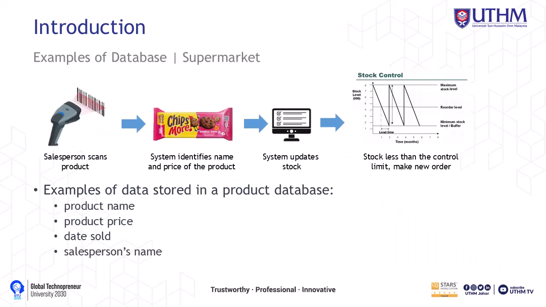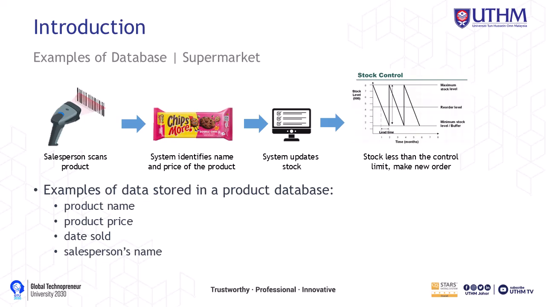Let us look at several examples of database applications that we often use in our daily lives. The first example is at the supermarket. The salesperson will use a scanner to read the product code bar when you purchase items in a supermarket. After scanning, the system will identify the product and produce a receipt containing the name and price of the product mentioned. The system will also check and update inventory records to indicate total sales and remaining stock.